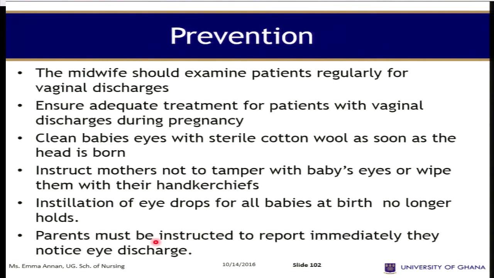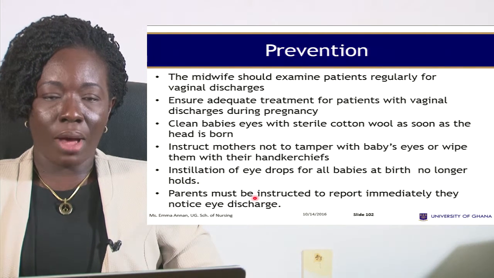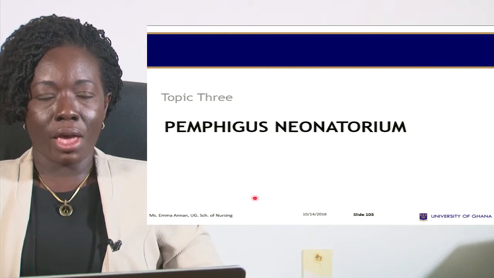Then instillation of eye drops for all babies at birth no longer holds. We used to do that, but now we are saying that we shouldn't do that. We shouldn't instill eye drops into the eyes of babies when they are born. Then parents must be instructed to report immediately they notice any eye discharge. So that is it for Ophthalmia Neonatorum. We'll move on to our third topic, which is Pemphigus Neonatorum.